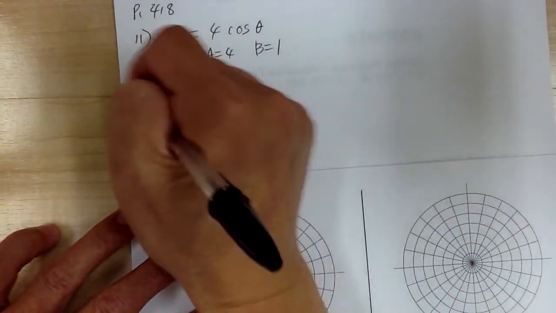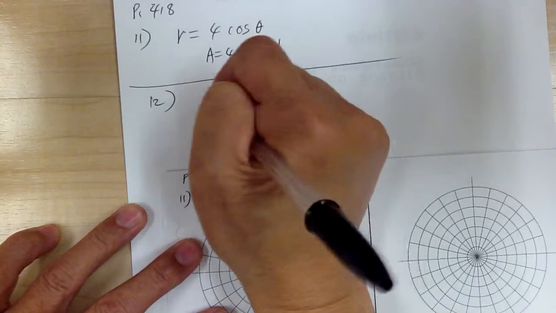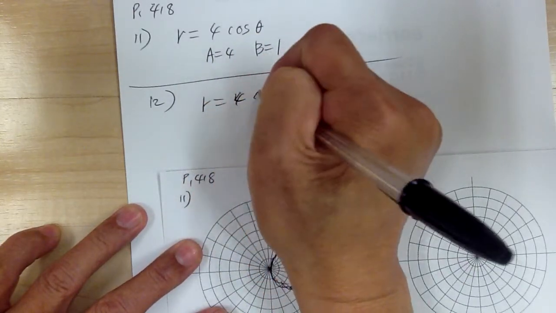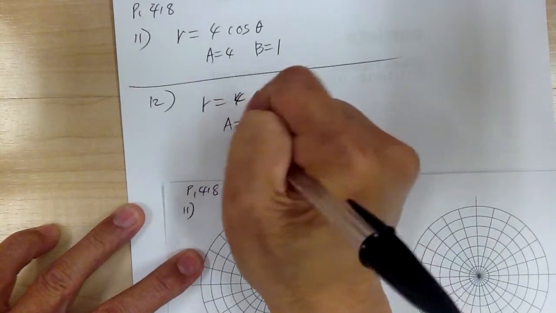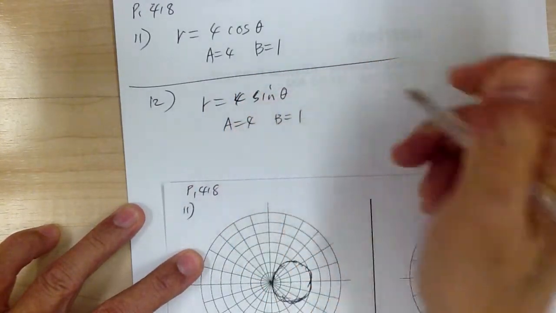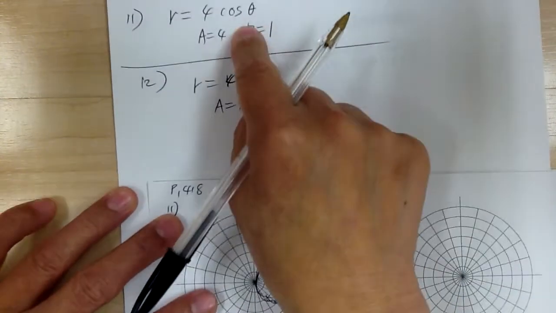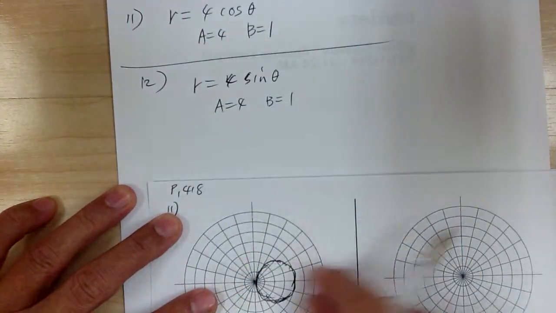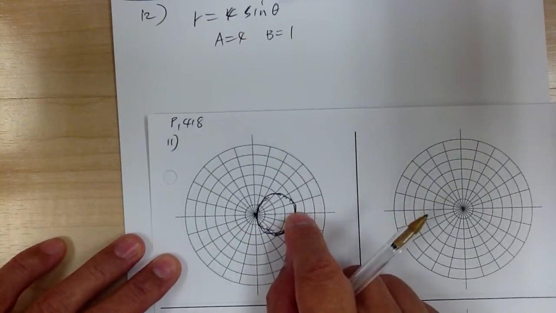Now you go to number 12. It's going to be similar. You have r equal to 4 sine theta. So again, you've got A equal to 4, B equal to 1. Now because it's sine, that's going to involve a rotation. Cosine does not have a rotation. Cosine is always horizontal. Cosine always starts from 0.